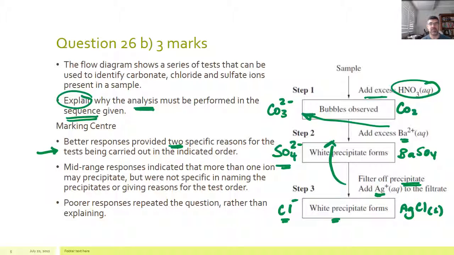So the important thing with the sequence is not just that you can identify each ion, but that you can do a test which will only identify one ion, and that's the trick.